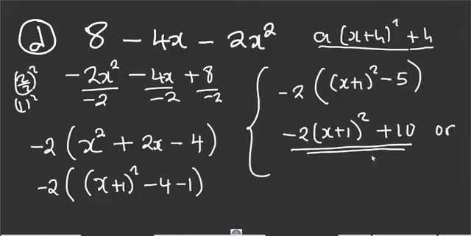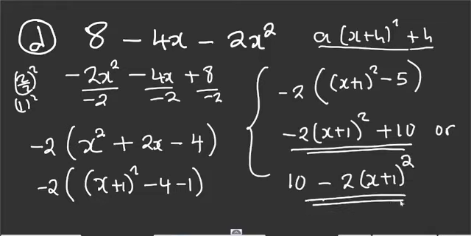Or you can write it in this way. You can start with 10 minus 2, then x plus 1 in brackets squared. Or even in this way, you can write it. You are going to get the marks.